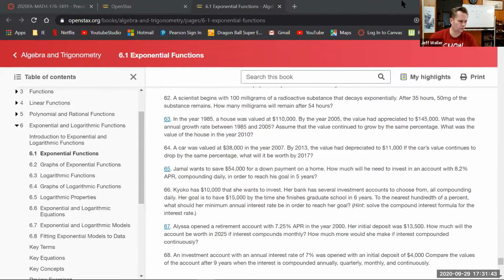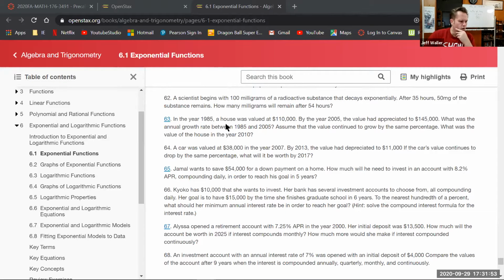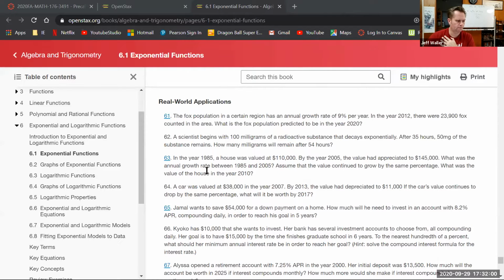One question I got was number 63 and 66 here. So this was obviously about exponential growth. In the year 1985, the house was valued at that. The value appreciated to that. What was the annual growth rate between that and that? So that part shouldn't be too bad, right? Maybe.